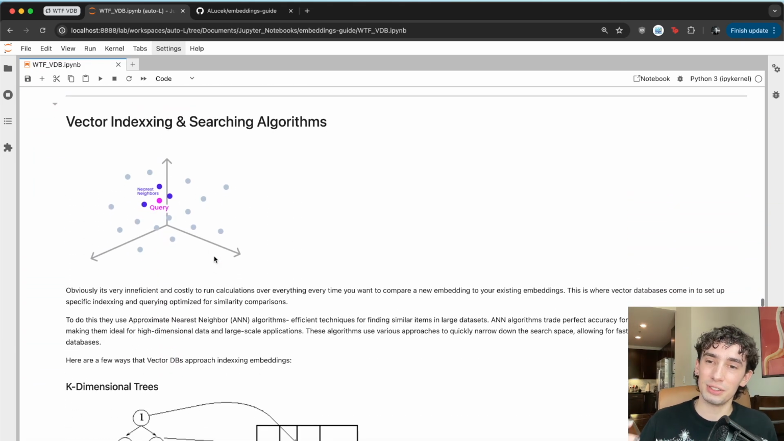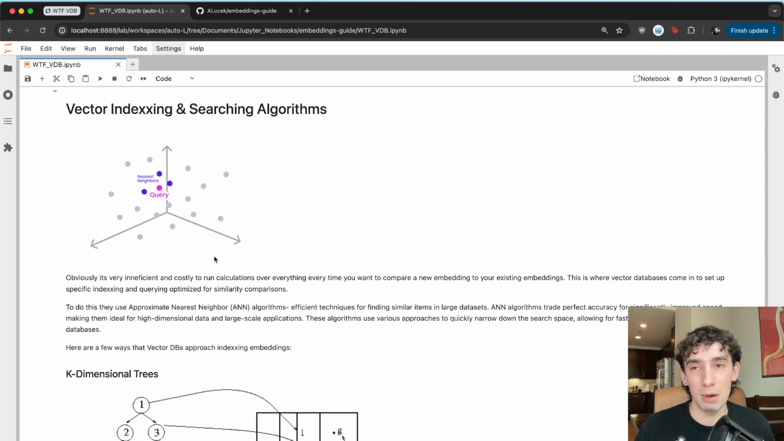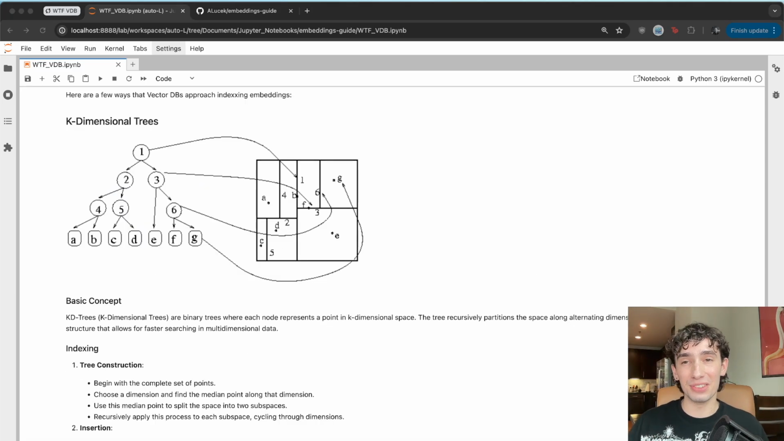So let's see what some of these smart folks have come up with to index and search across, with the idea of not necessarily finding the exact entry, but the similar entries. And so the first and most basic idea is the k-dimensional tree, which takes the idea of a binary tree search and applies some fancy partitioning to index and search over multidimensional space.